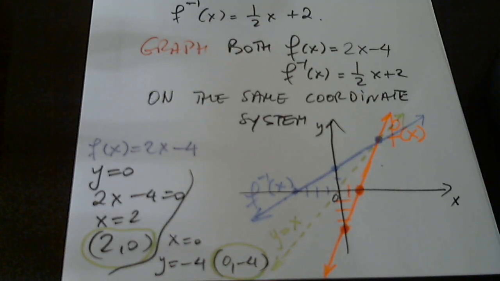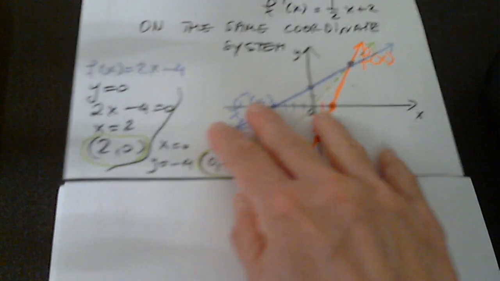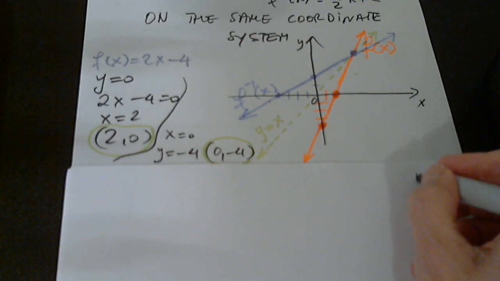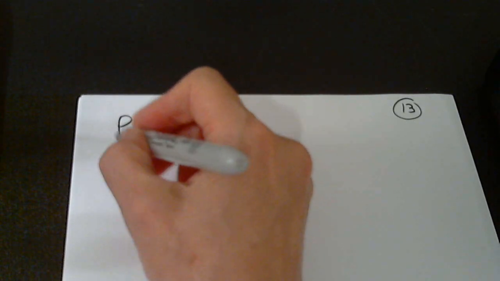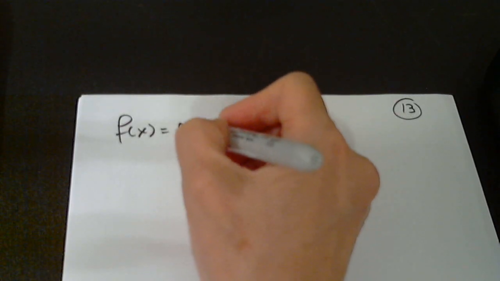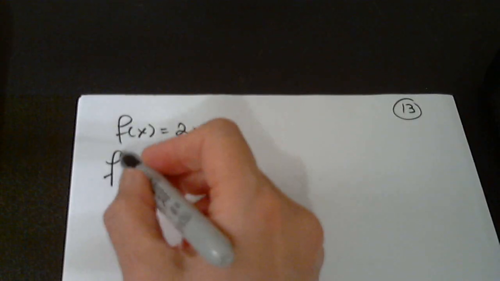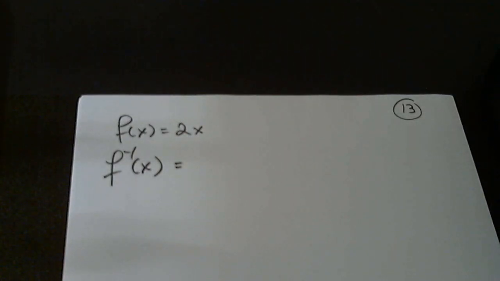Now, one more comment here before we look at more problems. Here's my comment. Let's create two very simple functions that are inverses of each other. So I create f of x, let's say 2x. Multiplication by 2. What do you think, without any calculations, what do you think the inverse function will be? Your wild guess.